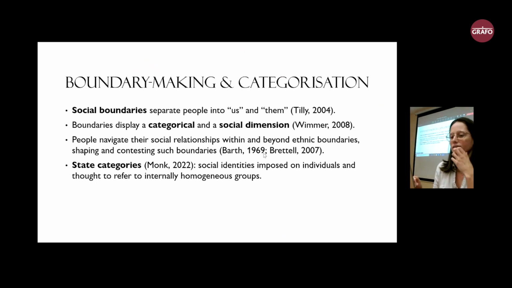So Monk defines state categories as social identities that are imposed on individuals. So either we like them or not, they are imposed on us. And then he makes a criticism of the state categories because he argues that they are nominalistic, superordinate and reductionist, and they are thought to refer to internally homogeneous groups, ignoring that social groups might have diversity within them, might be heterogeneous.